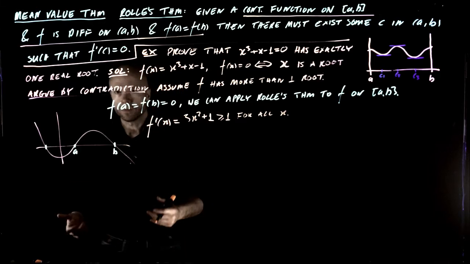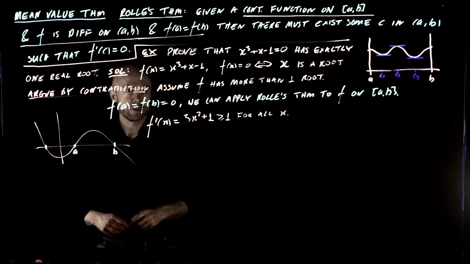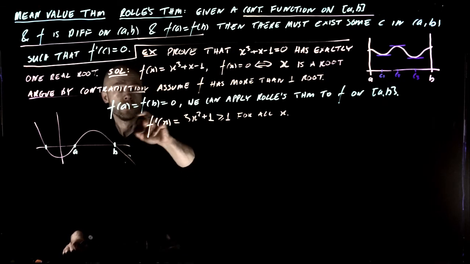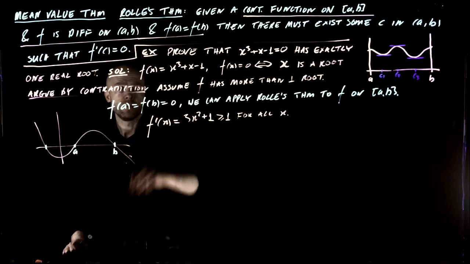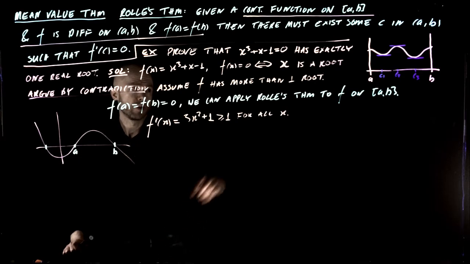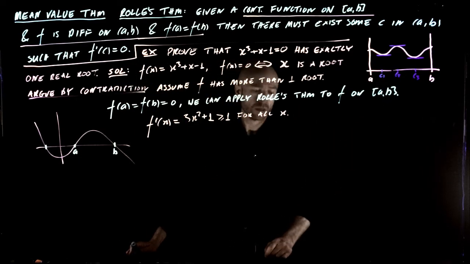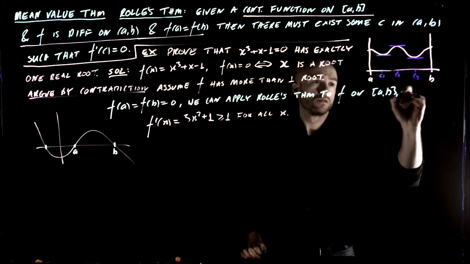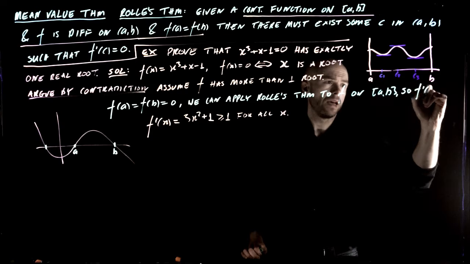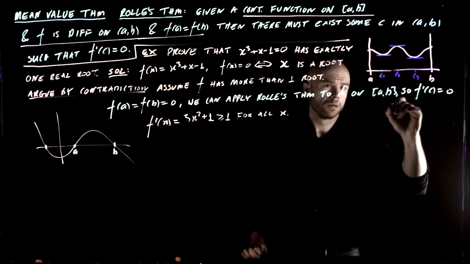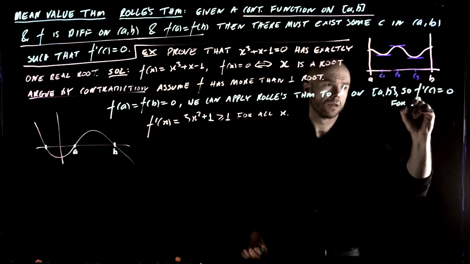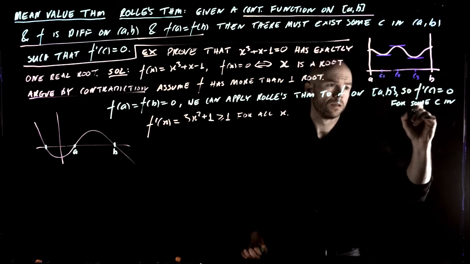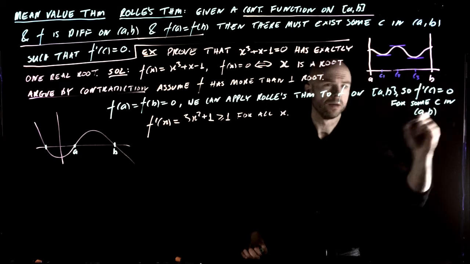And this is a contradiction because we started with the assumption that there's more than one root. We have that for these roots a and b, we can apply Rolle's theorem. So by Rolle's theorem, we have that f prime of c equals 0 for some c in the interval a, b.